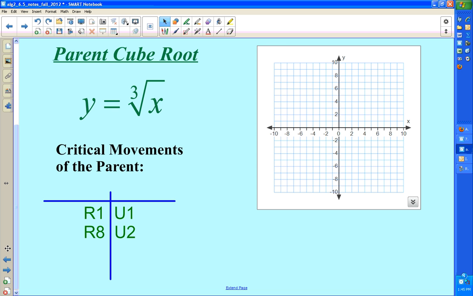Okay, so right 1 up 1, right 8 up 2, and then what happens when we go to the other side? Left 1 down 1, and left 8 down 2. So when you look at the graph, from the origin: right 1 up 1, right 8 up 2, left 1 down 1, and left 8 down 2.